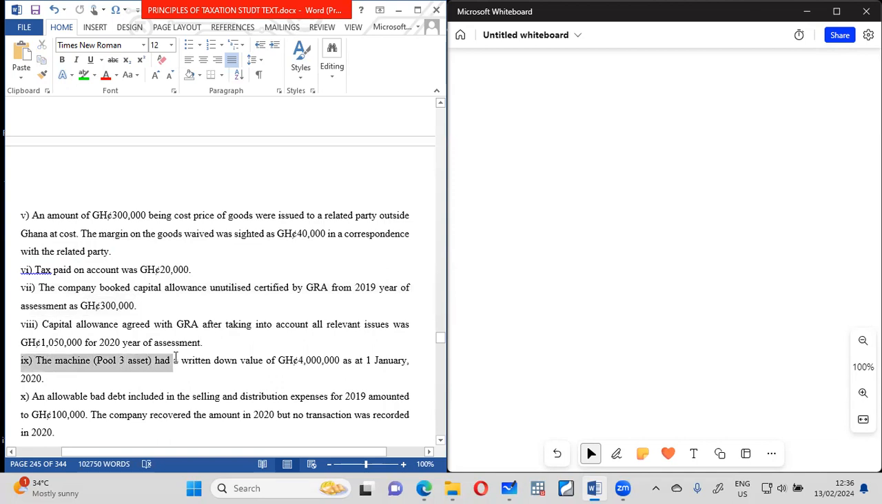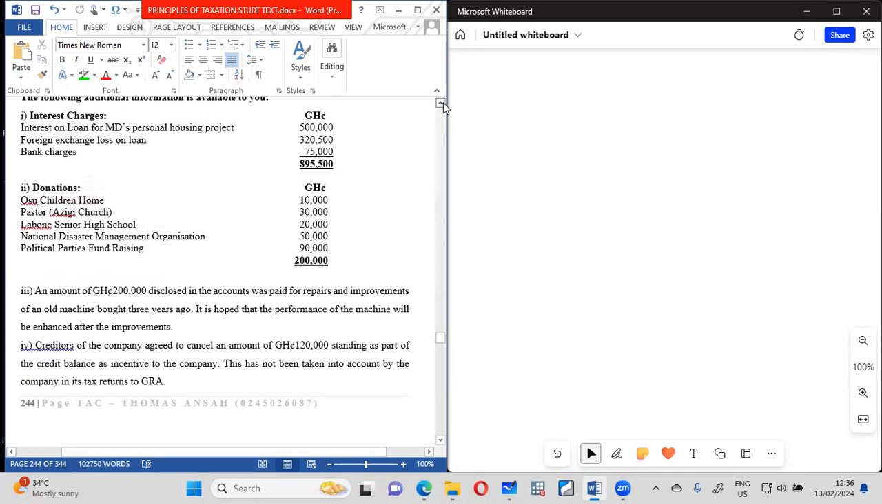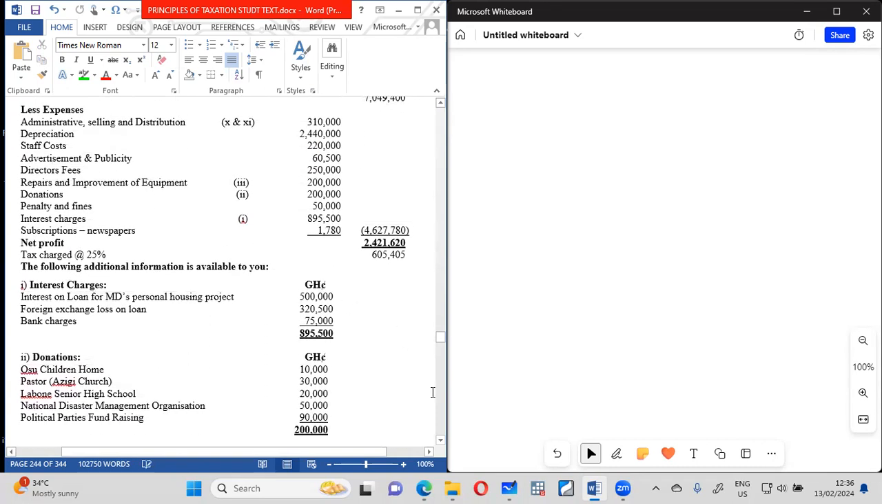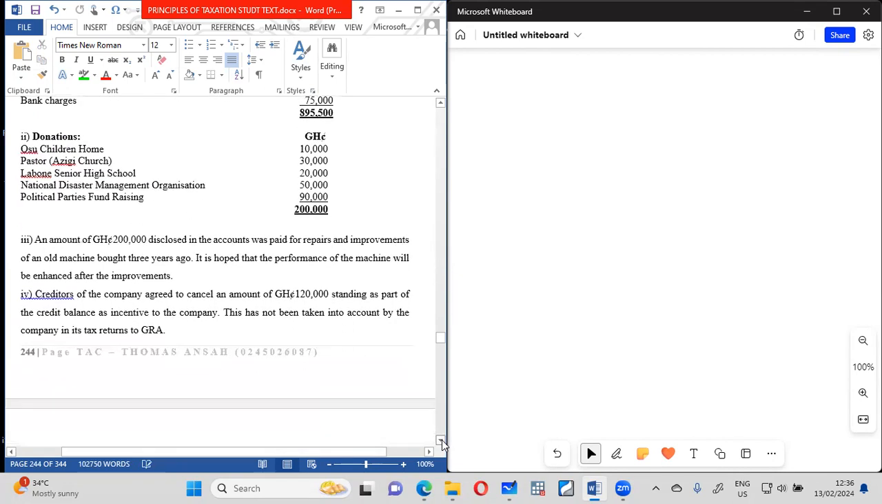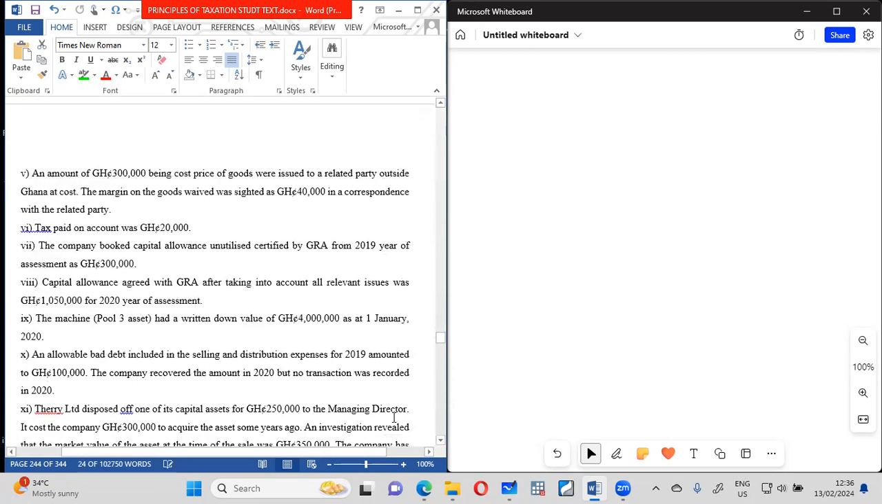What we will do is, I said pool 3 had a written down value on this date. Do you remember we said that there was something, repairs and maintenance of an old machine. Old machine is in class 3. So we have the WDV brought down of an old machine. This is the machine. So we will do the 5% on the WDV.